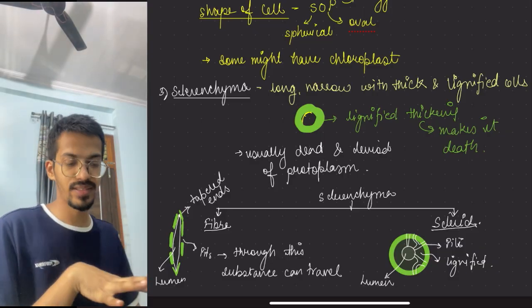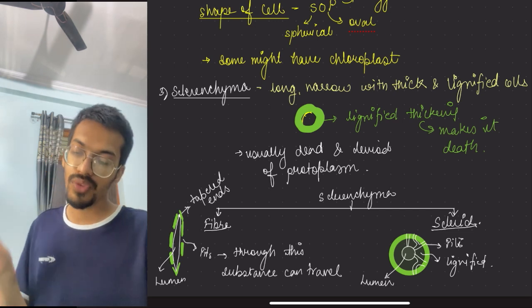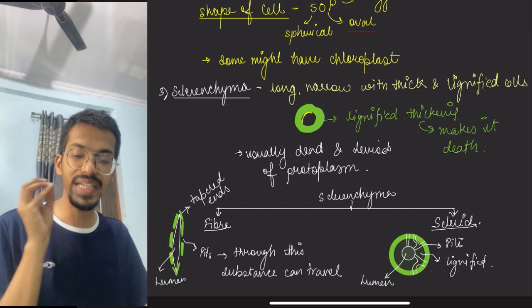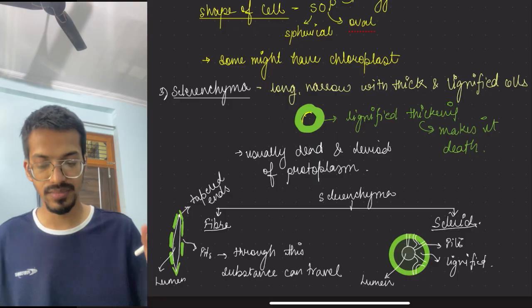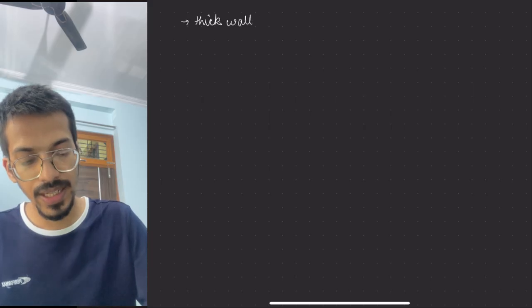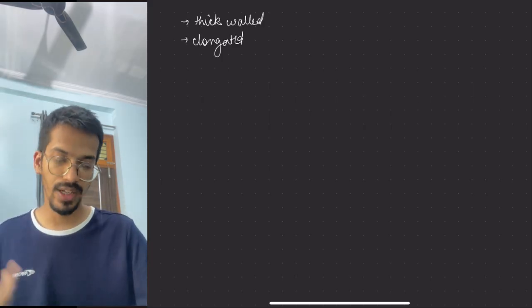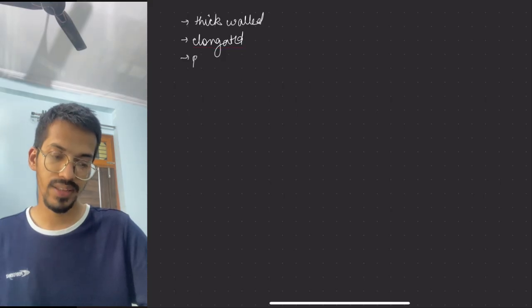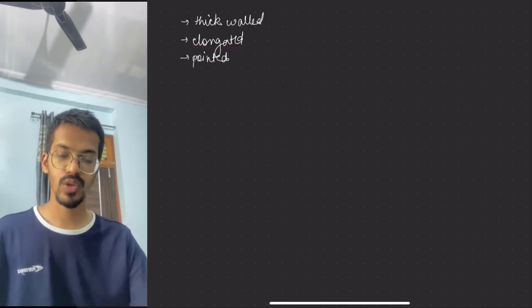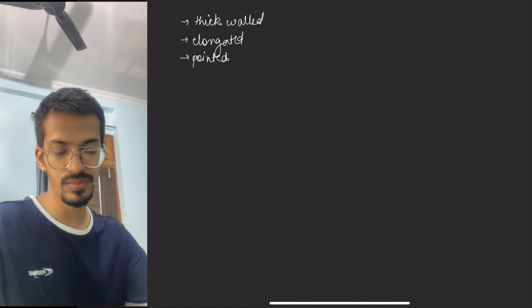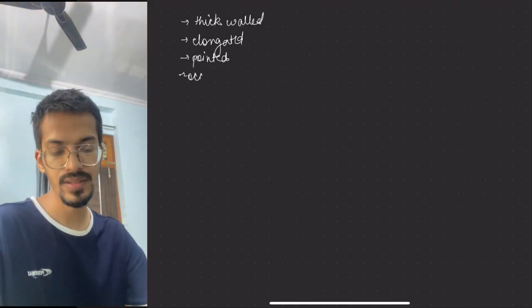Okay, two things. So fibers are thick walled, elongated, pointed, and occurring in groups.